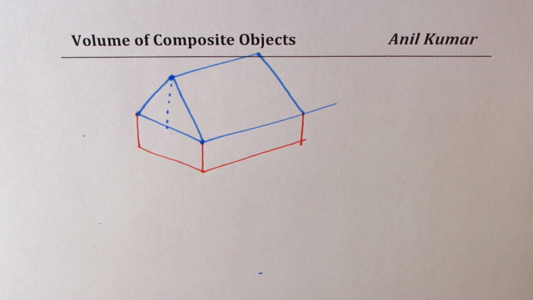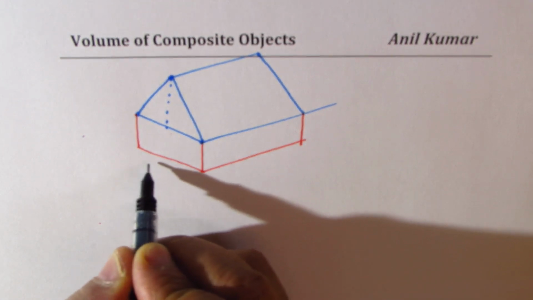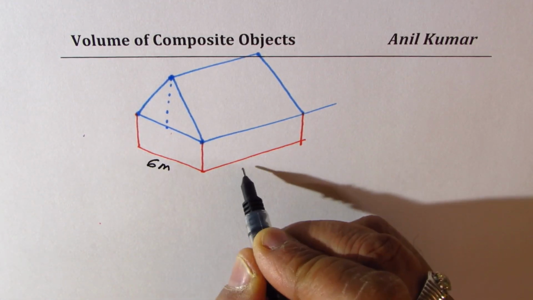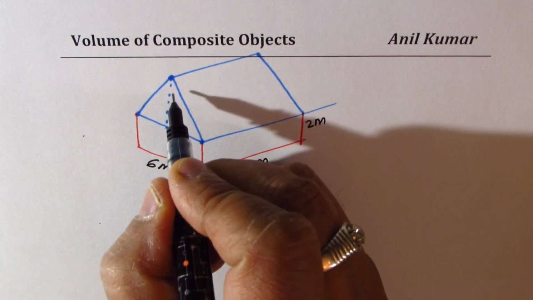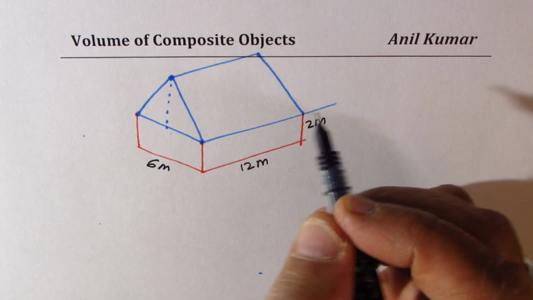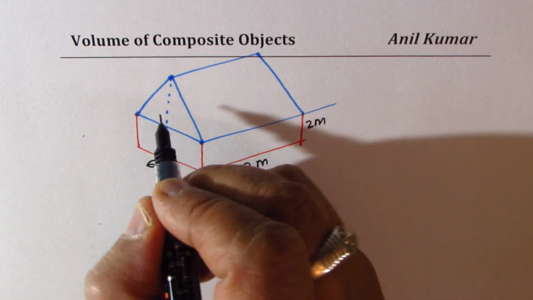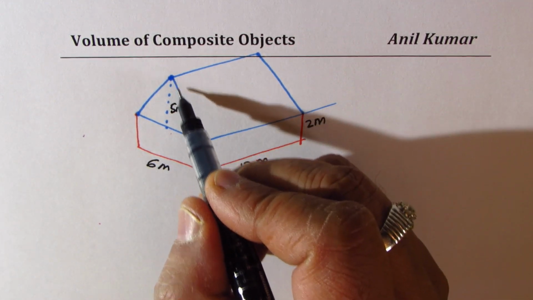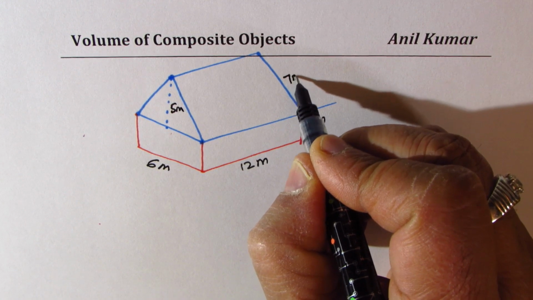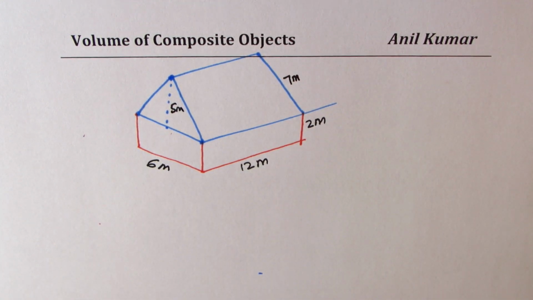Looks like a house. Okay. You need to find the volume of this structure where the dimensions are, let's say, 6 meters, 12 meters, and a height of 2 meters. The height of the tent, let me take this as 5 meters. And the slant height, let's take this as 7 meters. Now, what is the volume of this particular structure?